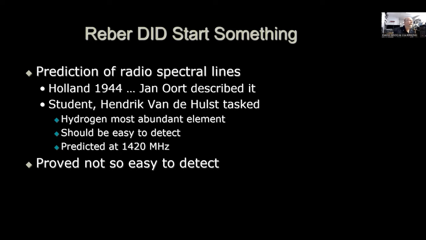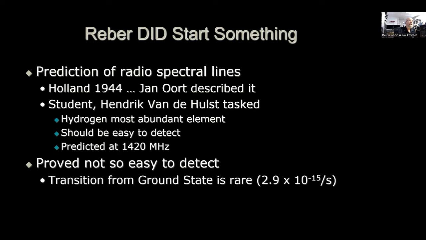It turns out that what causes this emission is a transition from ground state in a hydrogen atom, and it occurs very rarely, being 2.9 times 10 to the minus 15 times per second. That's not very much. But one way to look at it is hydrogen is the most abundant element in the universe. The universe is pretty darn big. And it's estimated that there's probably on average one hydrogen atom per cubic centimeter in the universe. So it's a lot more common than you might think for these things to take place.